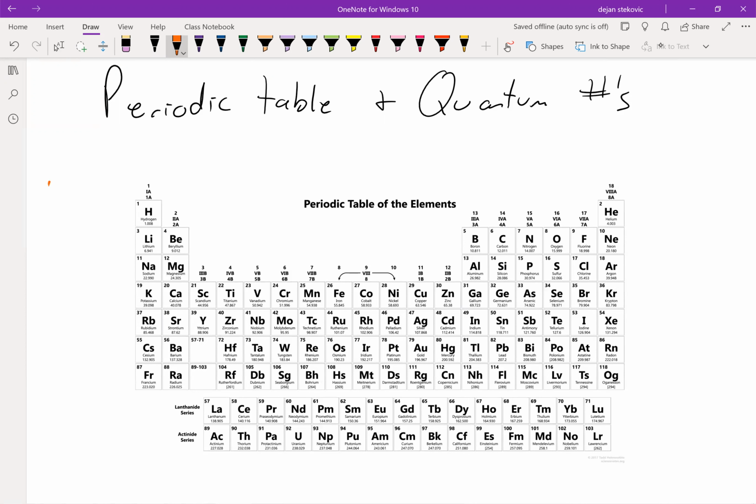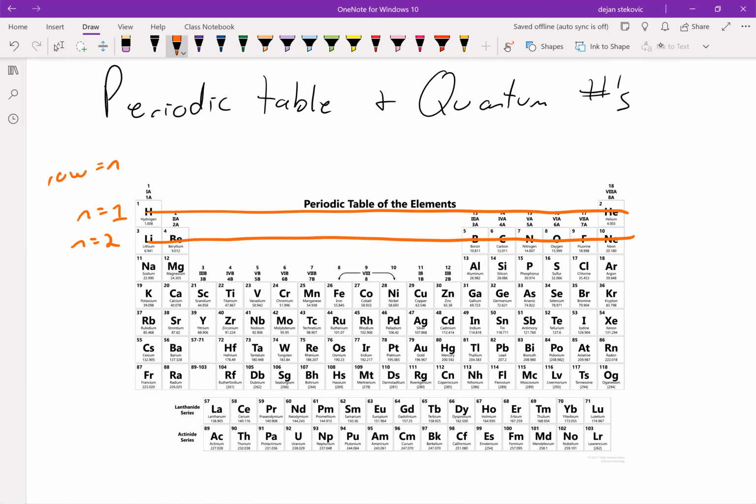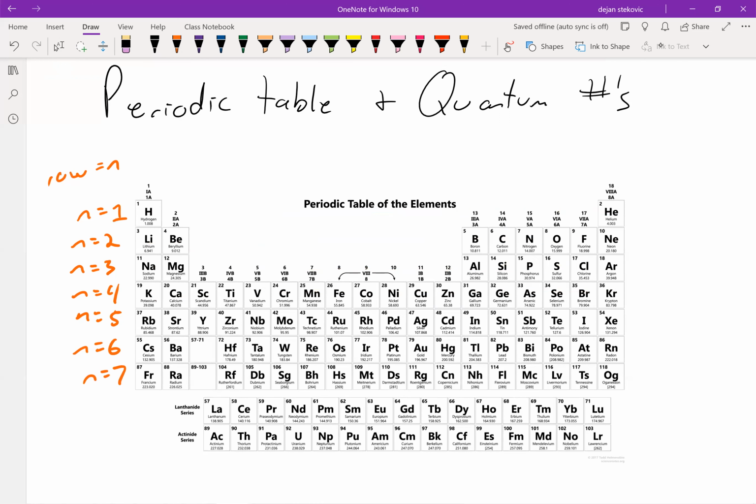So the first thing is that the rows are values of n. The first row is n equals 1, right? So this right here is n equals 1. The second row is n equals 2. The third row is n equals 3. And then the fourth row is n equals 4, and so on and so forth, up to n equals 7. And then our columns are equal to our L's.